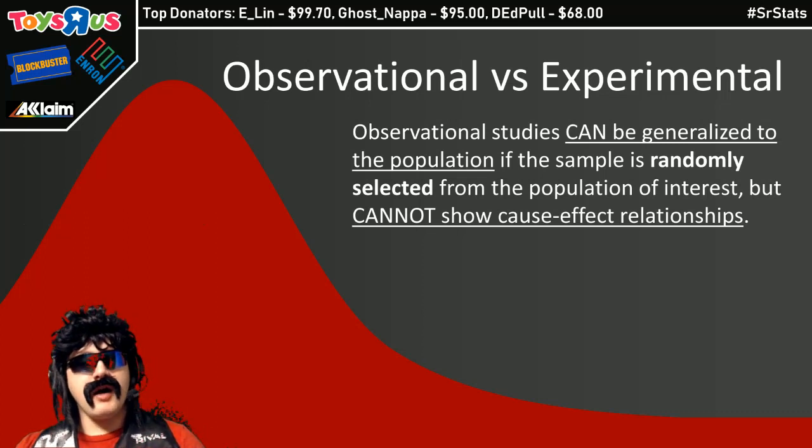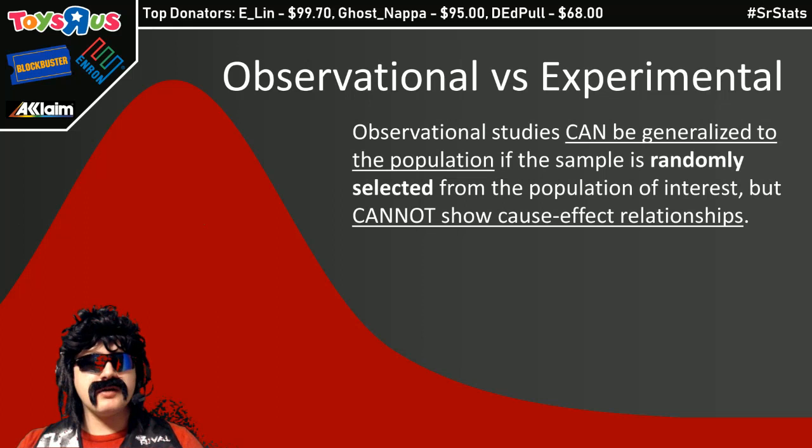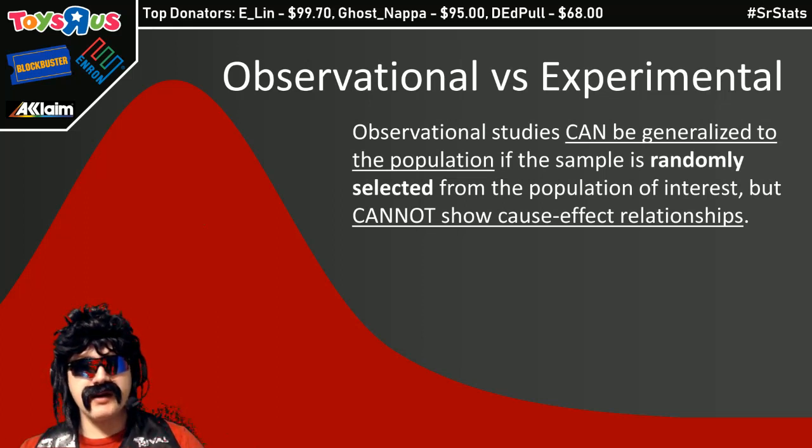Now, again, with observational studies, you can take all that data and generalize it to the population as long as the sample is randomly selected. If it is not randomly selected, you cannot apply it to the population. But you can never show a cause and effect relationship from an observational study. It has to be from an experiment.